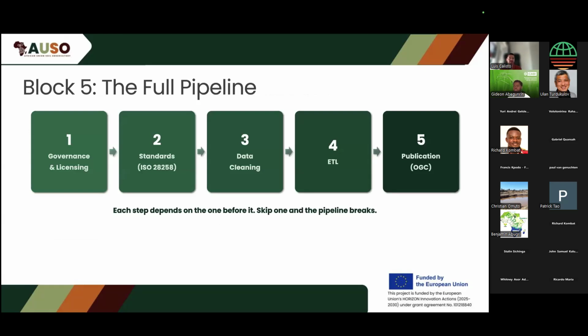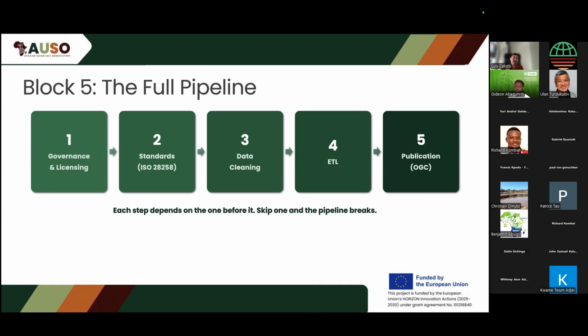Yeah, so moving to the next block, that's what I wanted to say. So this is the full pipeline. Each step depends on the one before it, and if we skip one, we will break. But eventually we can end up with publication. I just put publication, but it's publication, insights, maps, etc.